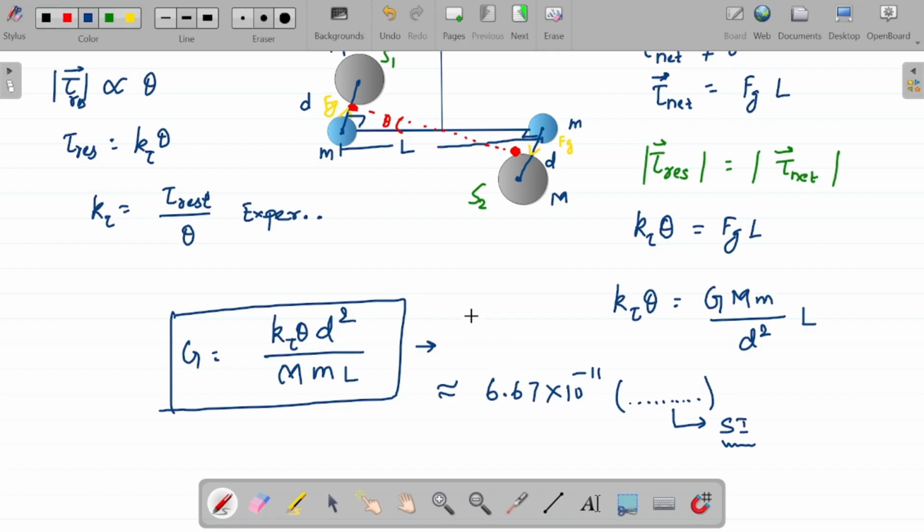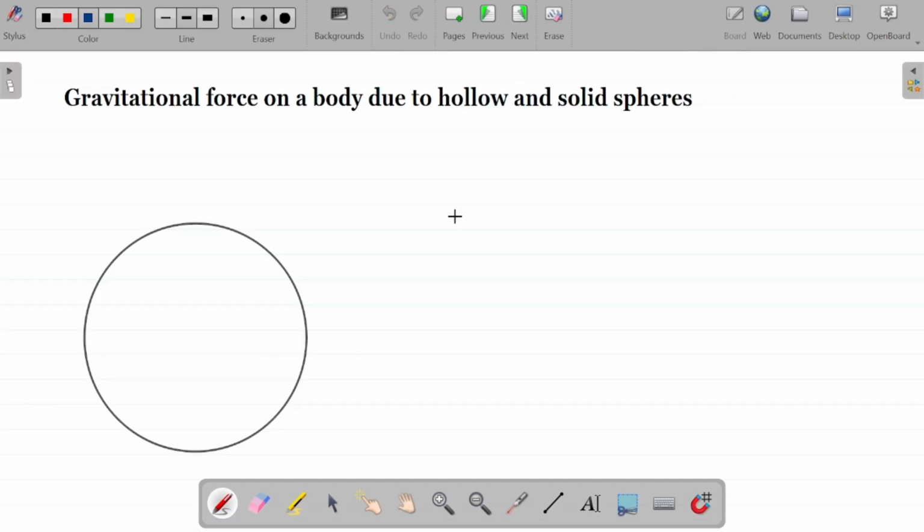Now, coming to the next point. In the previous video, we studied the gravitational force due to a collection of particles, meaning gravitational force on a particle due to other particles. Now we are going to extend that and study the gravitational force due to an extended body. Here we are taking spherical bodies for the time being. So gravitational force on a body due to hollow and solid spheres.